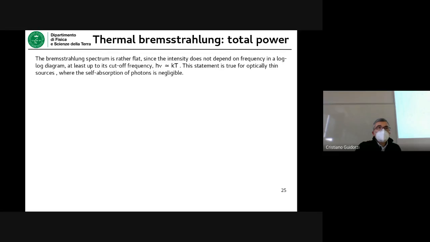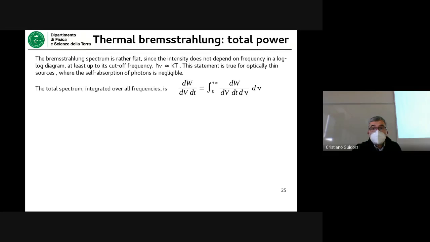Now, we worked out the spectrum. What about the total? If I don't care about the photon, I want to calculate the total energy, regardless of the frequency of the photons which are emitted. So what I am supposed to do is just to move from the specific quantity to the bolometric one. I am supposed just to carry out an integration over the frequency. And indeed, if you do that, you end up with energy per unit volume, per unit time.